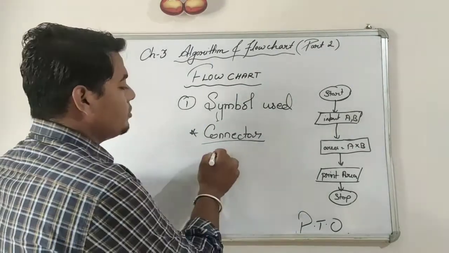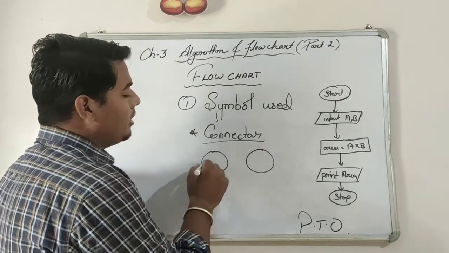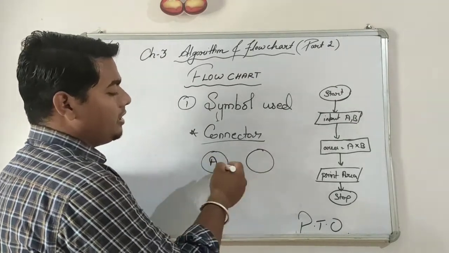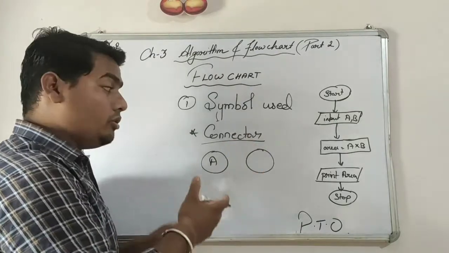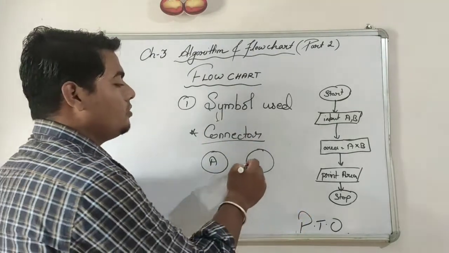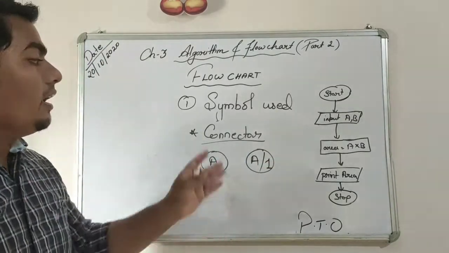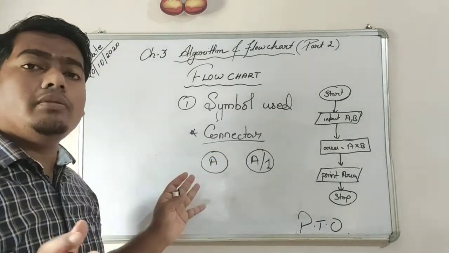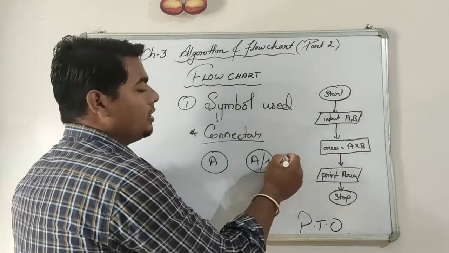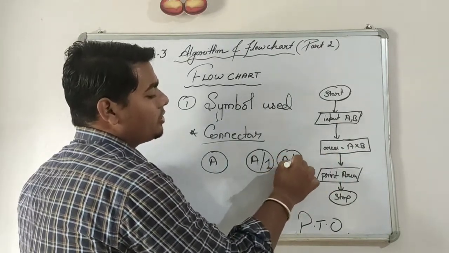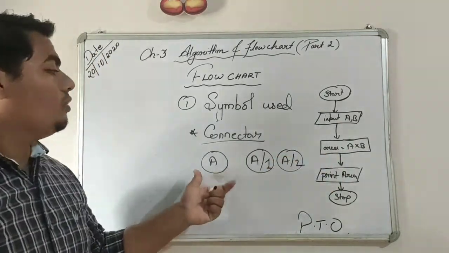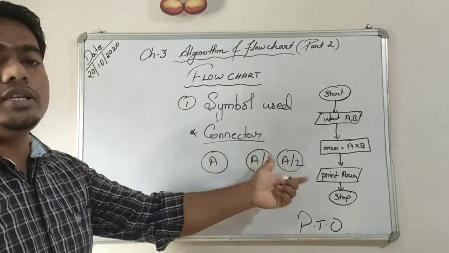In a flowchart, we use symbols like this circle. On the first page, we write A, and on the next page, when you are continuing the same answer, you have to write A/1. If, for example, this is a very lengthy flowchart and you want one more page, then you have to write A/2. This shows that it is the connector of this A.